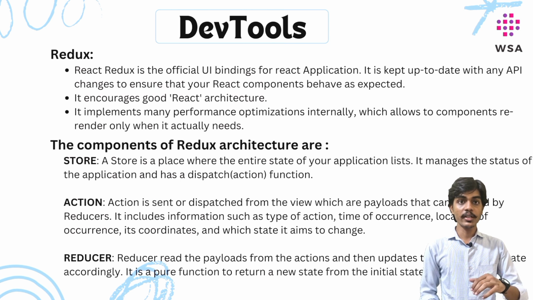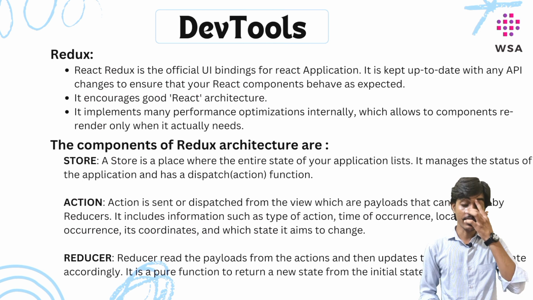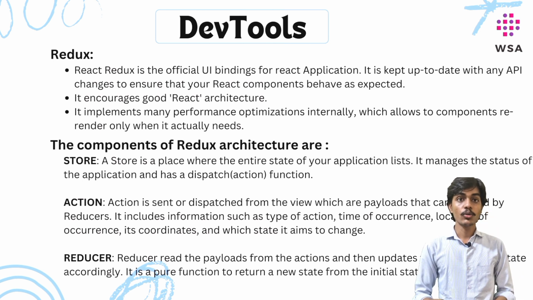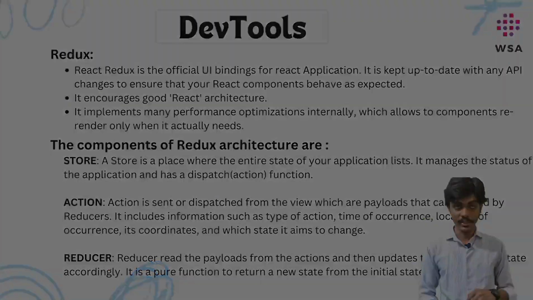A reducer reads our payload, such as the type of action, time of occurrence and location of occurrence. It is read only, then updates the store via the state accordingly. It is a pure function to return a new state from the initial state.